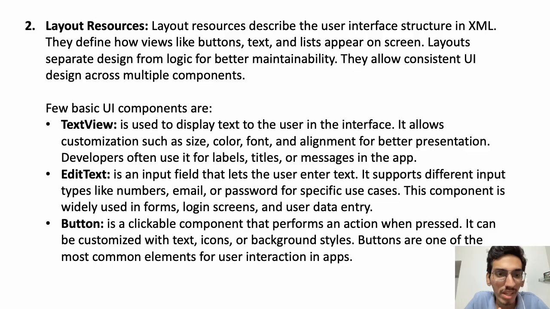The first one is TextView. TextView is used to display text to the user in the interface. It allows customization, such as deciding the font size, the font style, the color, and so on. EditText. EditText is used to take input from the user. Inputs can be of any type, like email, passwords, and so on. And the third one is Button. A button is a clickable element which gets triggered when an event occurs and performs a certain action. We can also define certain properties such as the size of the button, the icon, background style, and so on.